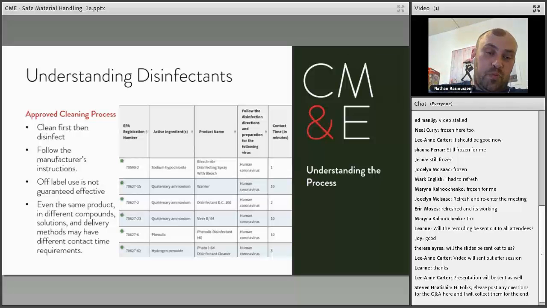Now, those are the approved products that we're talking about. What about the approved process? Well, there's no such thing. There is no one process that's going to be effective for each product. You have to follow those manufacturer's instructions.